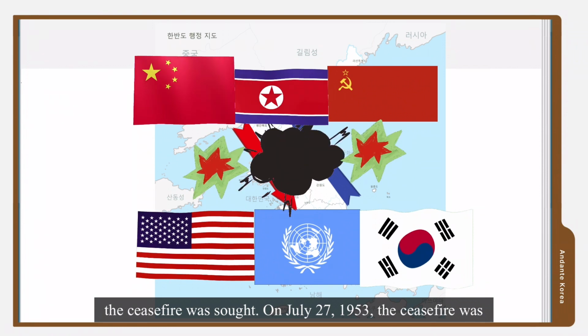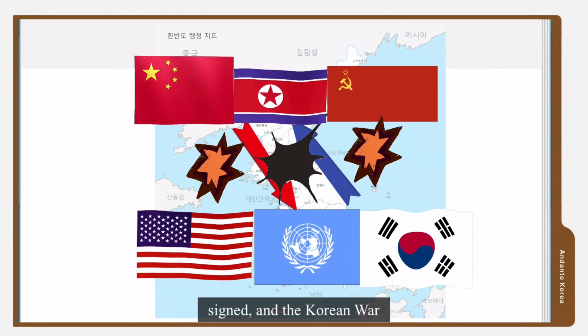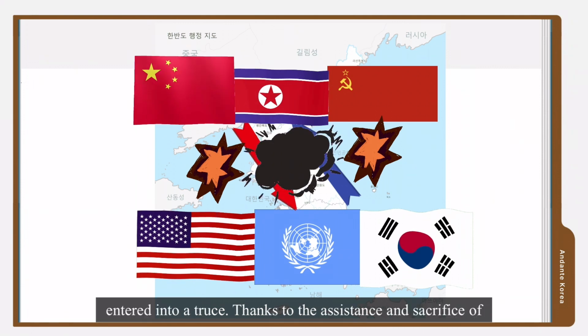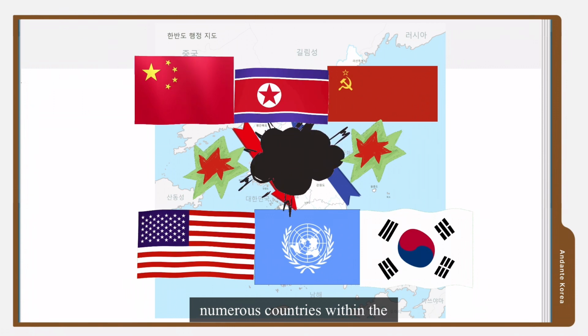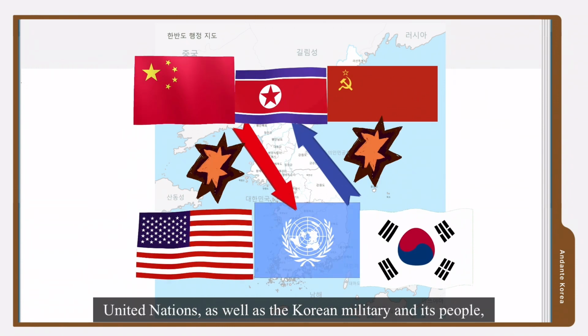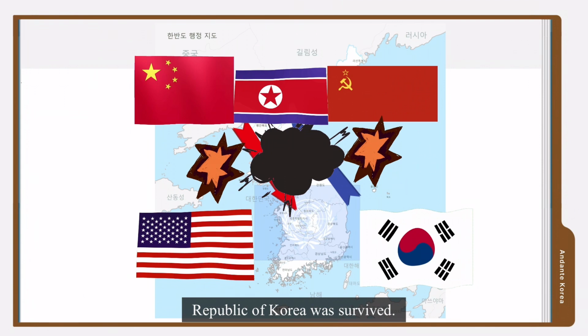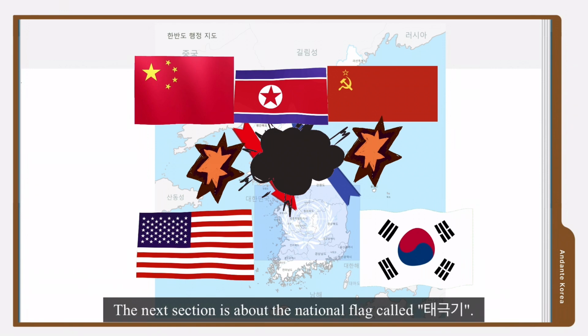On July 27, 1953, the ceasefire was signed, and the Korean War entered into a truce. Thanks to the assistance and sacrifice of numerous countries within the United Nations, as well as the Korean military and its people, the Republic of Korea survived. This is why the Korean peninsula was divided into two Koreas.